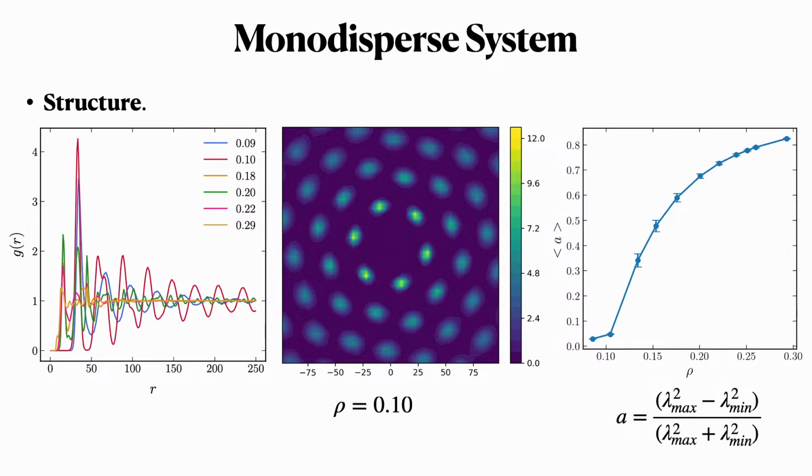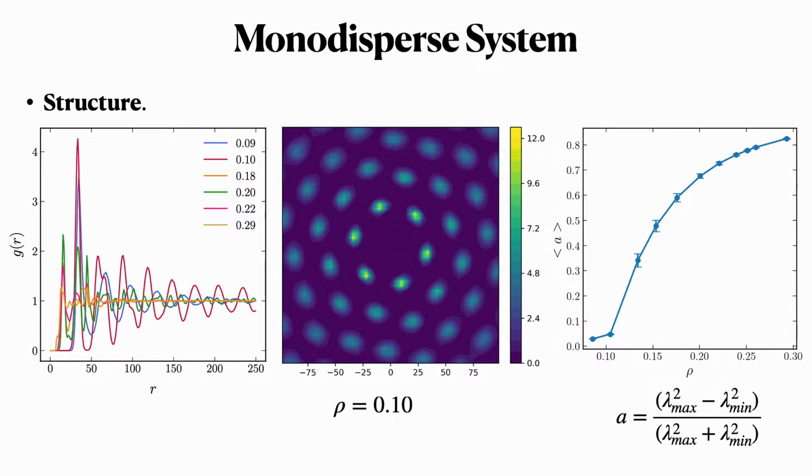To understand this, we now go to the structural properties and try to see what is causing this slowdown. In the first plot we have the pair correlation. Here we see that at density 0.10 there is an emergence of long range order, and if we plot a 2D pair correlation, we see that at this density the rings arrange themselves in a hexagonal order, and because of this emergence of 2D order, the system slows down.